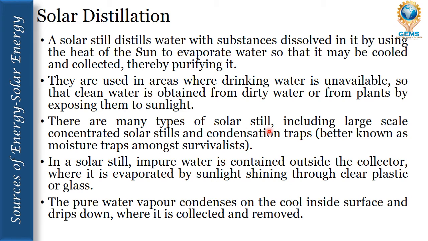There are many types of solar still, including large scale concentrated solar stills and condensation traps, better known as moisture traps amongst survivalists. In a solar still, impure water is contained outside the collector, where it is evaporated by sunlight shining through clear plastic or glass. The pure water vapor condenses on the cool inside surface and drips down, where it is collected and removed.